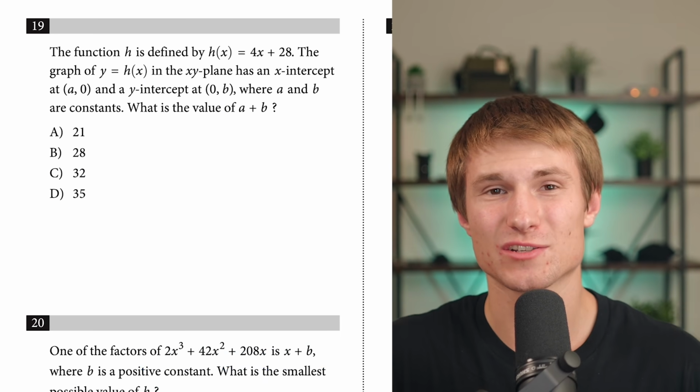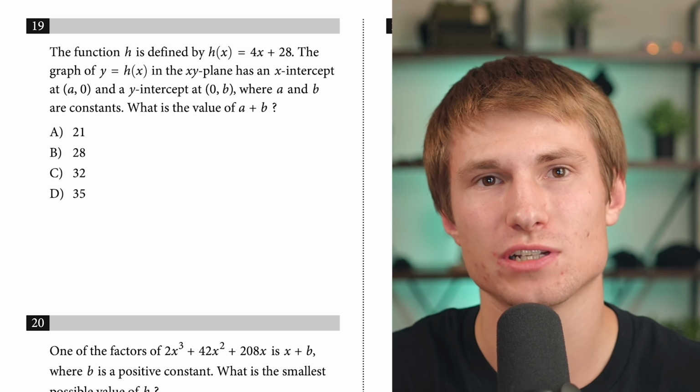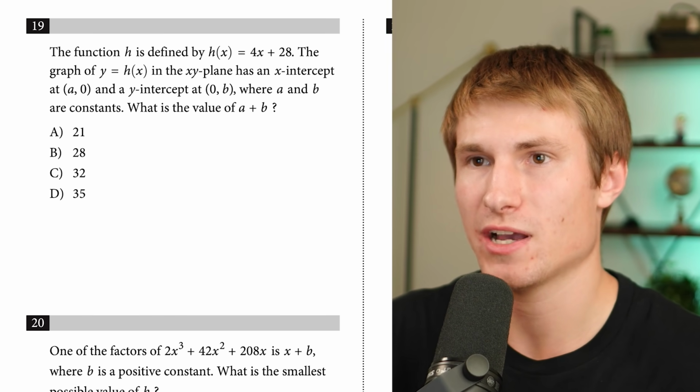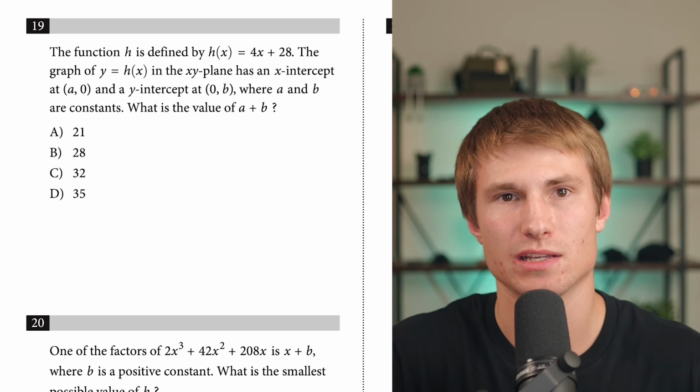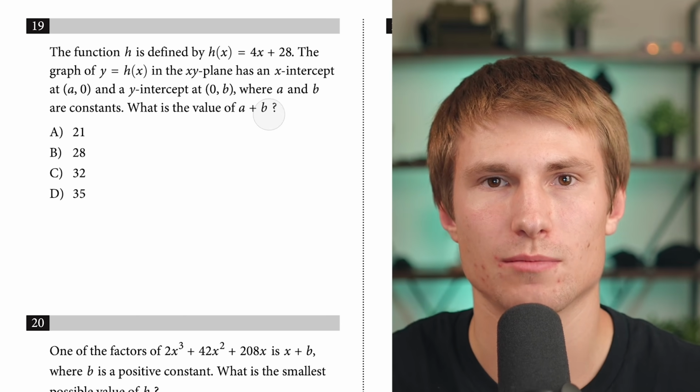Here's how to find x and y intercepts quickly when you have an equation in slope-intercept form. Question 19 states the function h is defined by h of x is equal to 4x plus 28. The graph of y equals h of x in the xy plane has an x-intercept at a, 0 and a y-intercept at 0, b, where a and b are constants. What is the value of a plus b?